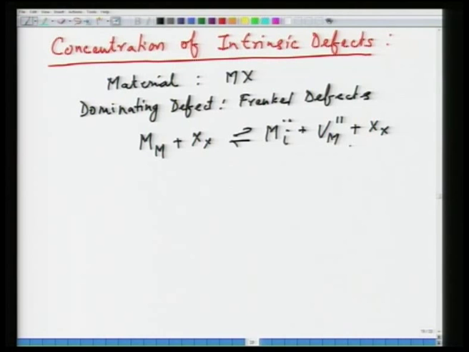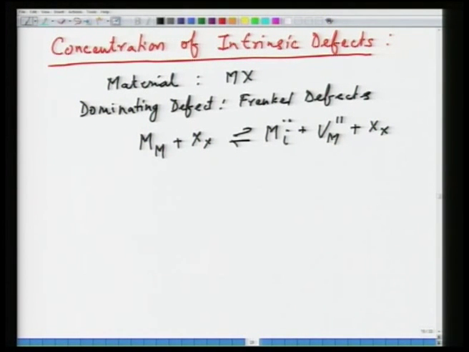So, you have site balance because you have one anion site and one cation site. You have charge balance: the interstitial carrying two charges is balanced by two negative charges on the metal vacancy site. So, this is your defect reaction.